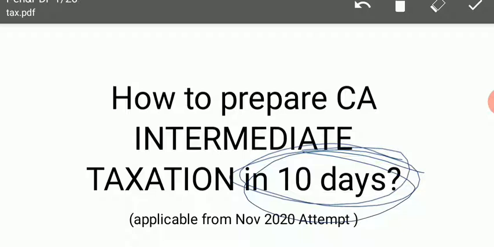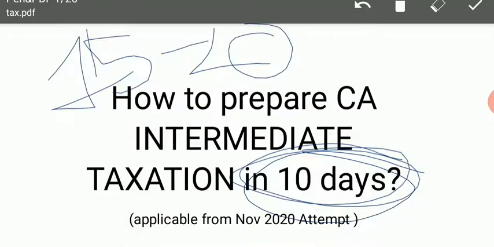So that is why I would suggest that you should allot at least 15 to 20 days to your taxation. You can club one more subject with this, but you should give at least 15 to 20 days to this subject. But still, if you have only 10 days, then also I'll tell you how you can prepare. And if you can give 15 to 20 days, then you should definitely give it, and I'll tell you how you have to do this.